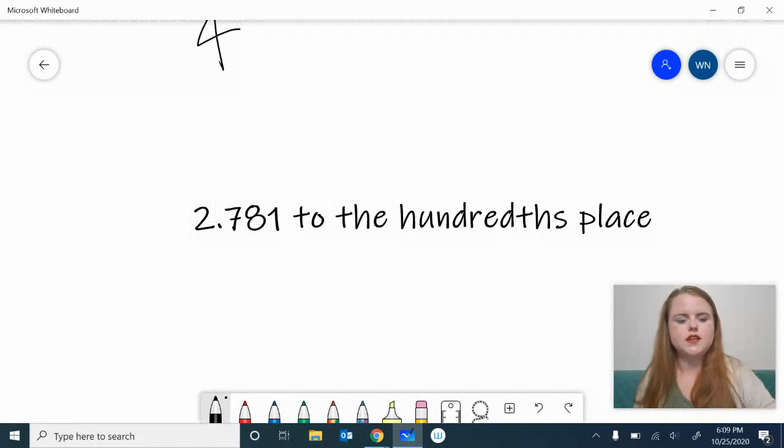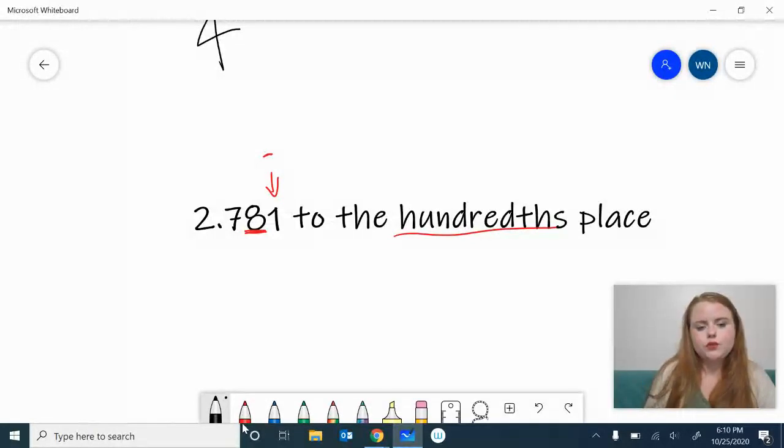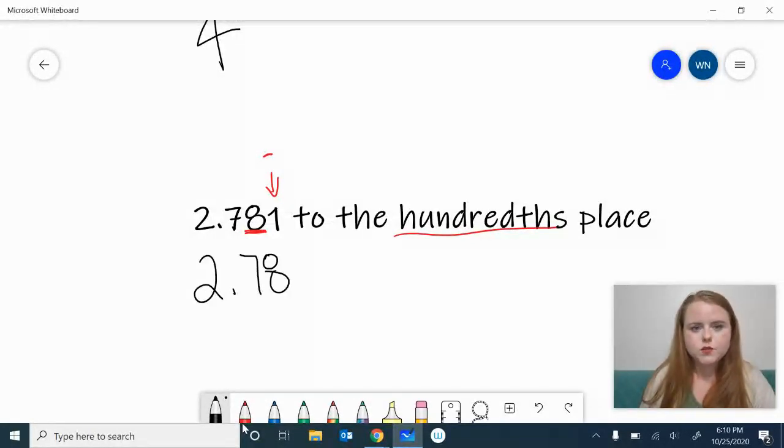This is our last one. 2 and 781 thousandths rounded to the hundredths place. Hundredths. Remember, your hundredths is your 8. So we're going to draw a line under the 8 and an arrow over the 1. 5 or more, raise the score. 4 or less, let it rest. That 1 is going to let the 8 rest. So we're going to rewrite everything. 2 and 78 hundredths. We do not write the 1 because remember, you don't write anything to the right of the number that is underlined.